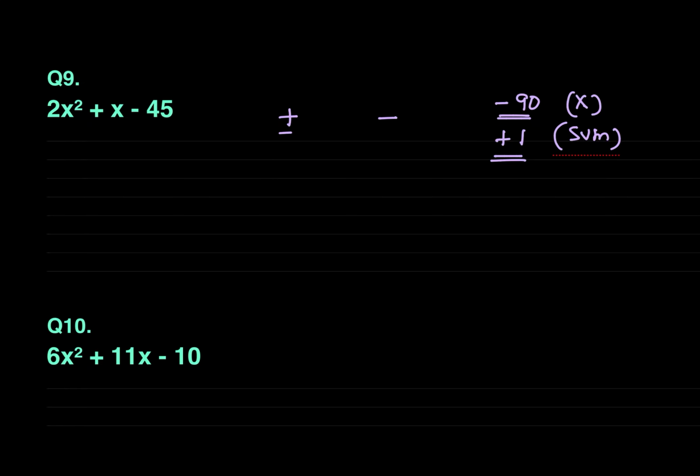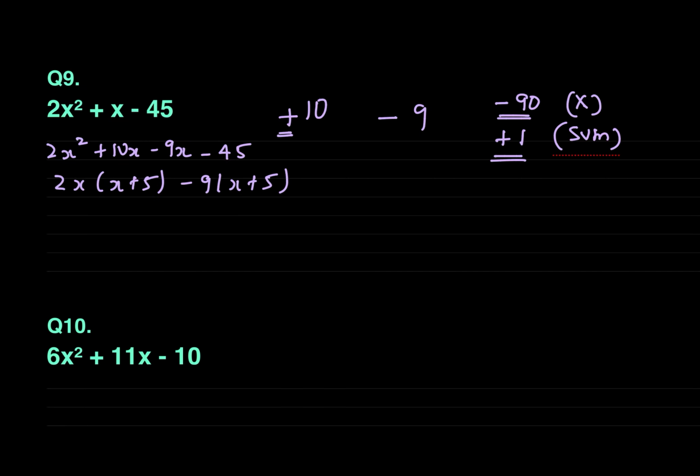So what are we going to do? We are going to give plus to the greater number, that is 10 in this case, and minus 9. That's it. So copy the first and the last term as it is. Plus 10x minus 9x. Done. Now just splitting. It's plus 5, minus 9x plus 5. The common one will be here. 2x minus 9 will be here.